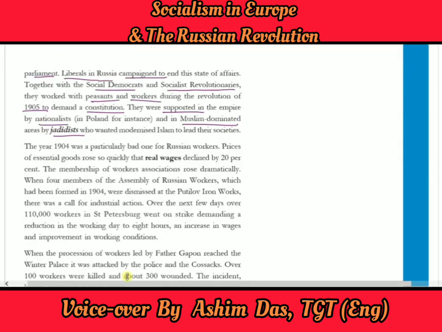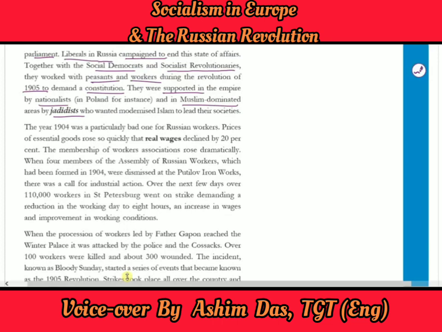Jadidists were large landowners and others who wanted a modernized Islam. They also wanted to reform the religion of Islam to lead their societies so that they become more developed and more open-minded. The year 1904 was a particularly bad one for the Russian workers.